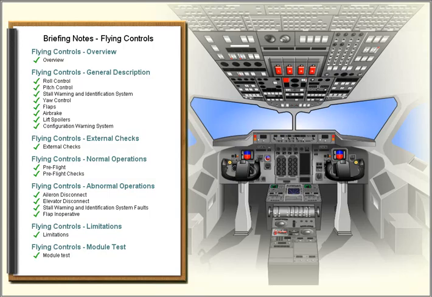That completes our look at the secondary flight controls, flaps, air brake and lift spoilers. The next lesson covers the configuration warning system.